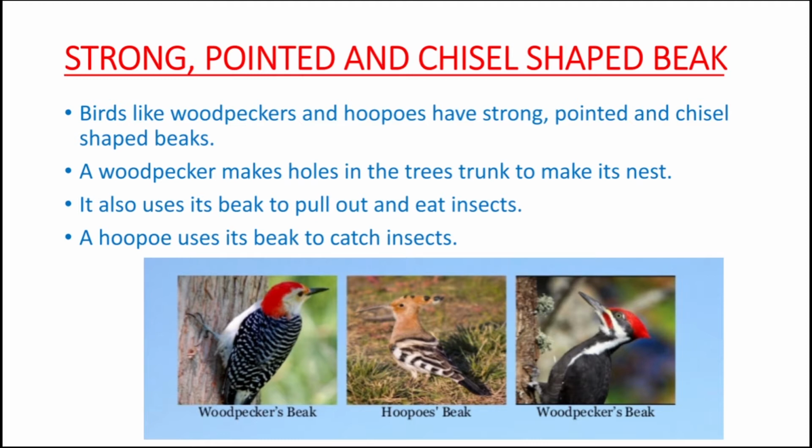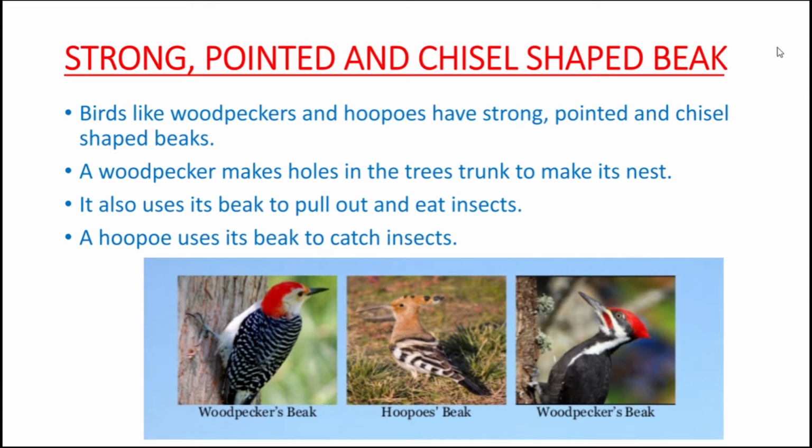Now the third one is strong, pointed and chisel shaped beak. Birds like woodpeckers and hoopoes have strong, pointed and chisel-shaped beaks. Children, you know what is a chisel? Chisel is a tool which is used to cut the wood. So these birds have chisel-shaped beaks, means they have very sharp beaks.